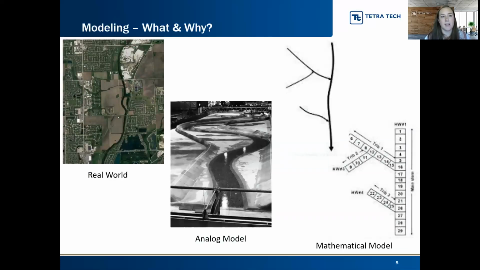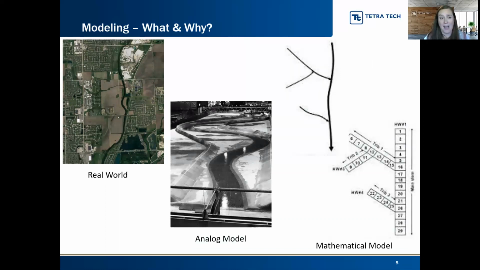So modeling. What are we doing? Why are we doing it? We know that the real world is very complex. We're developing the modeling for this watershed because we can't do these things in real life.